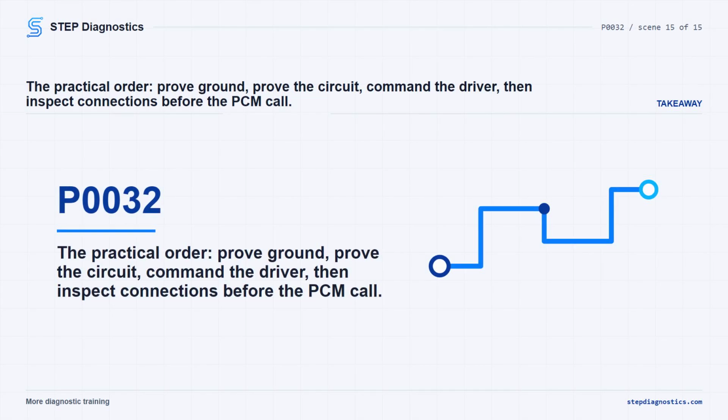The clean way through P0032 is to prove the ground can carry load, prove the heater control circuit is not shorted and is not open or high resistance, then command the driver and make the final call from the circuit response. Do not skip connector inspection before condemning the PCM.